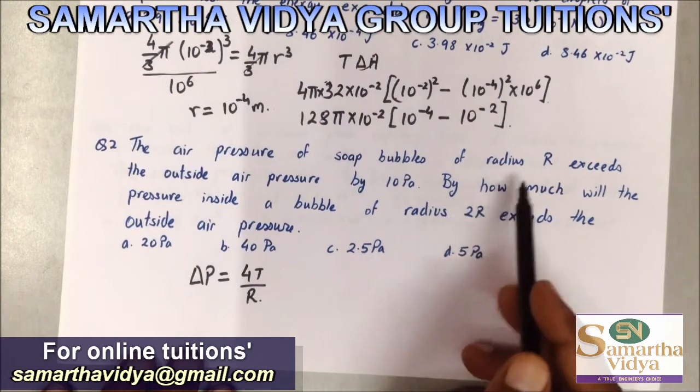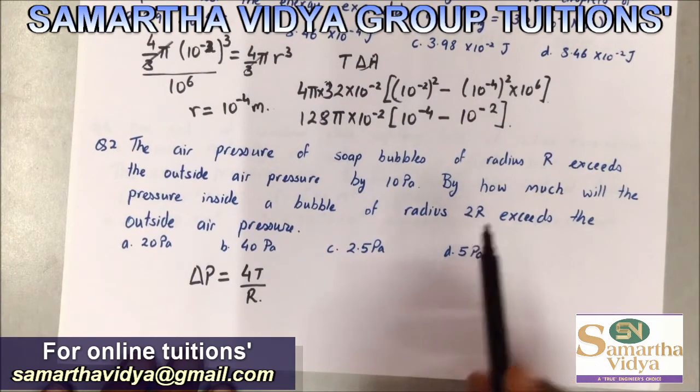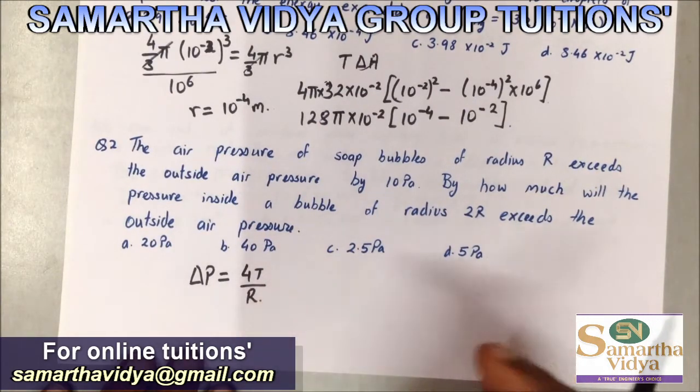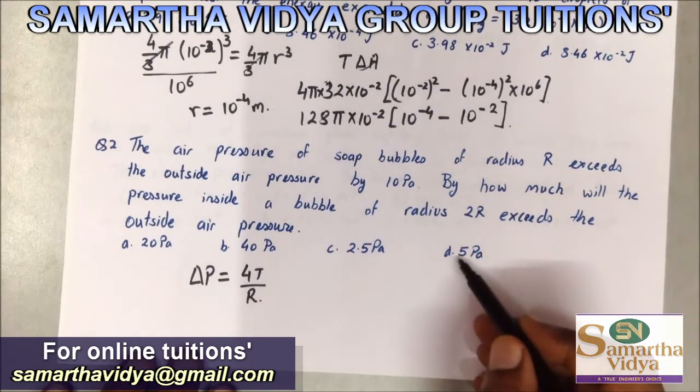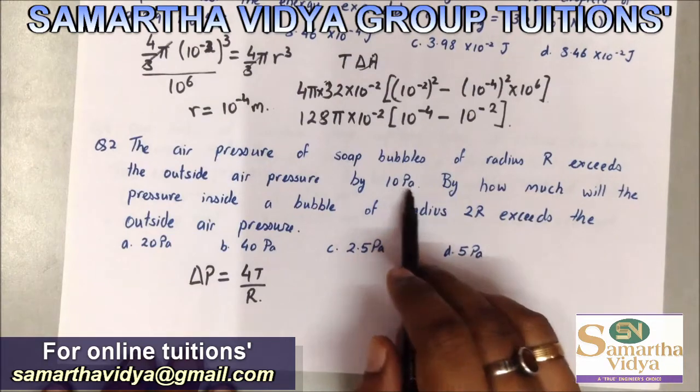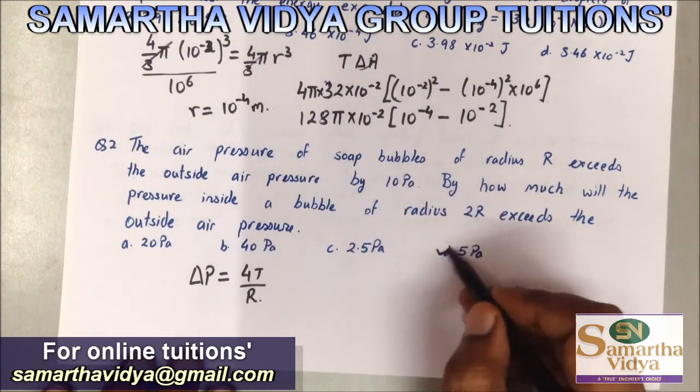So you can see if my radius is increasing by twice, then the pressure will decrease by half. So it's going to be nothing but equal to 5 pascals, because the original one was 10 pascals. So that's nothing but your option.